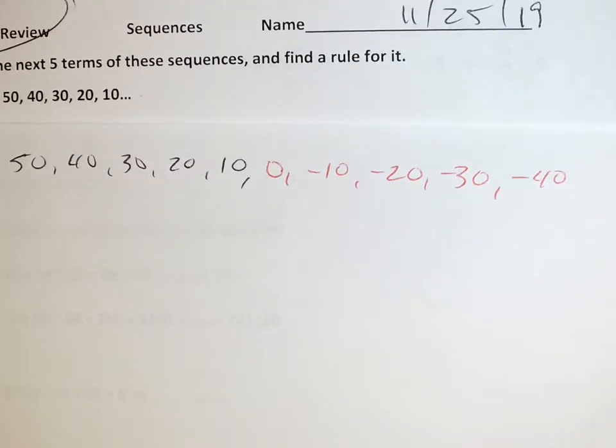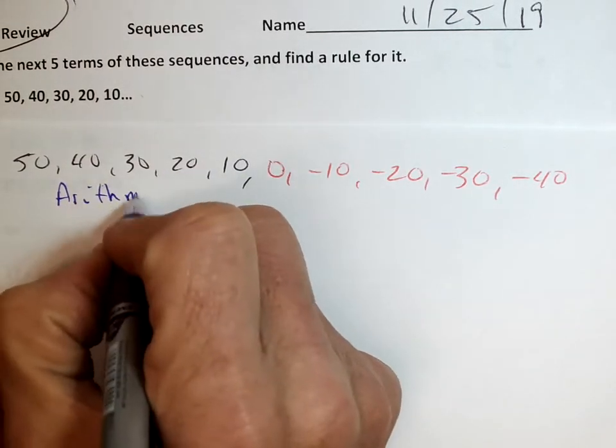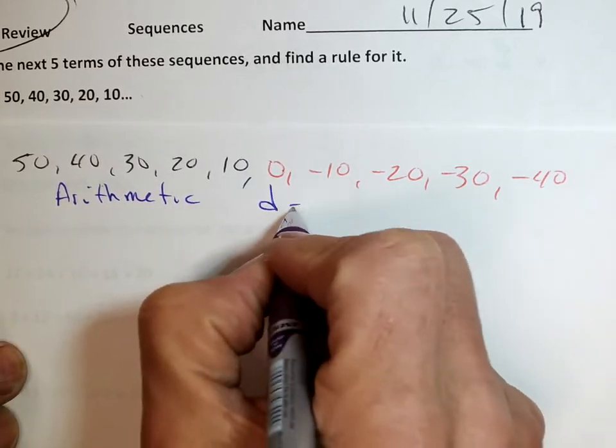Now the rule. To make a rule, ask yourself this: is it arithmetic or is it geometric? Arithmetic means you are adding the same thing each time. Geometric means you are multiplying. So which one is it? Arithmetic. It's got to be arithmetic because what we're doing is adding a negative 10 or subtracting 10. It's not geometric. You're not multiplying. So it is going to be arithmetic, because you are subtracting 10 each time.